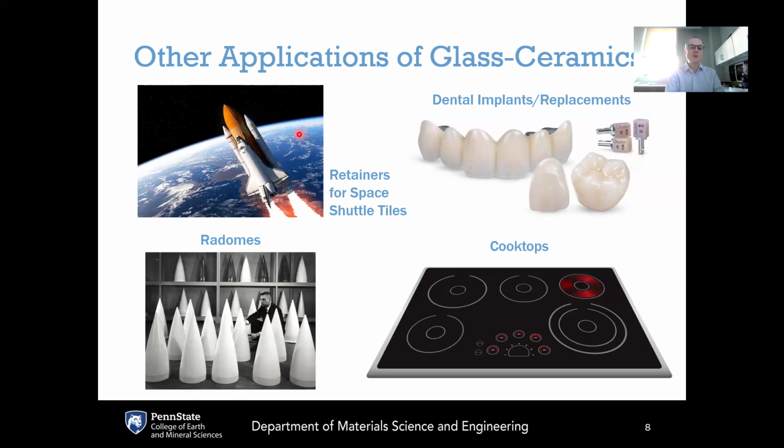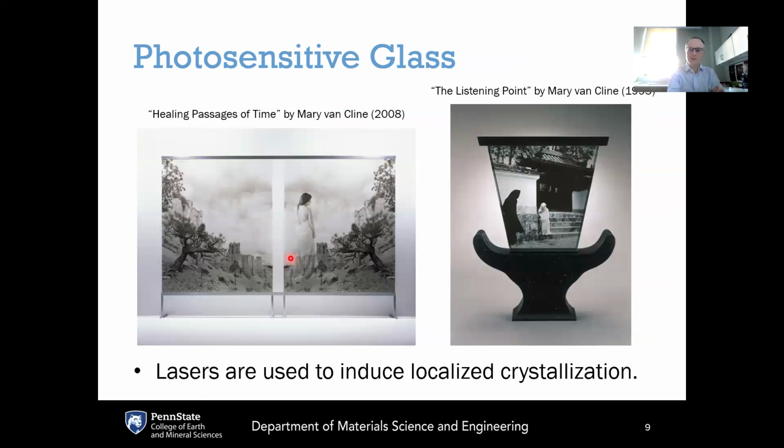Glass ceramics are used for space shuttle tiles because of their excellent thermal and mechanical properties. They're also used in missile radome. So they are used across many different industries.